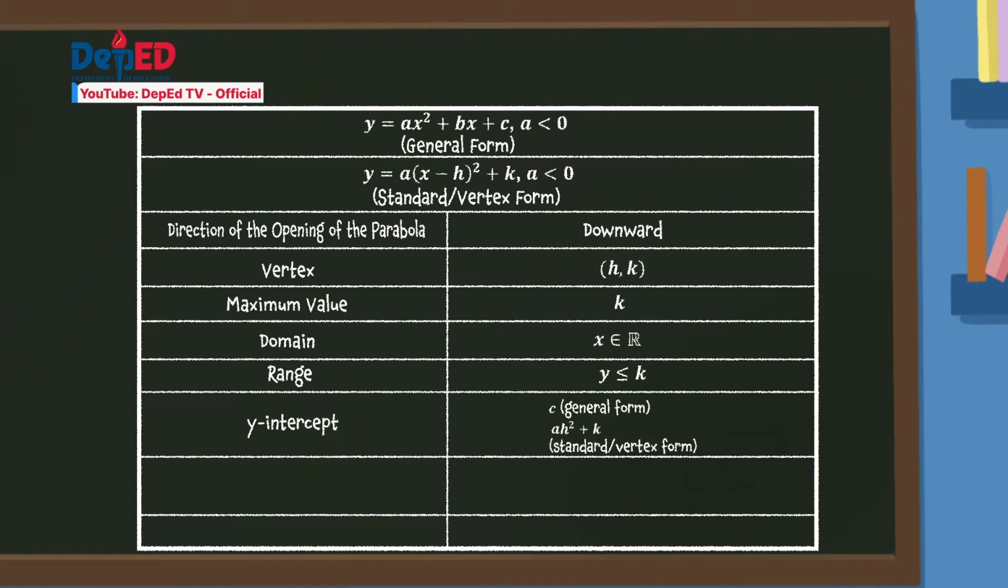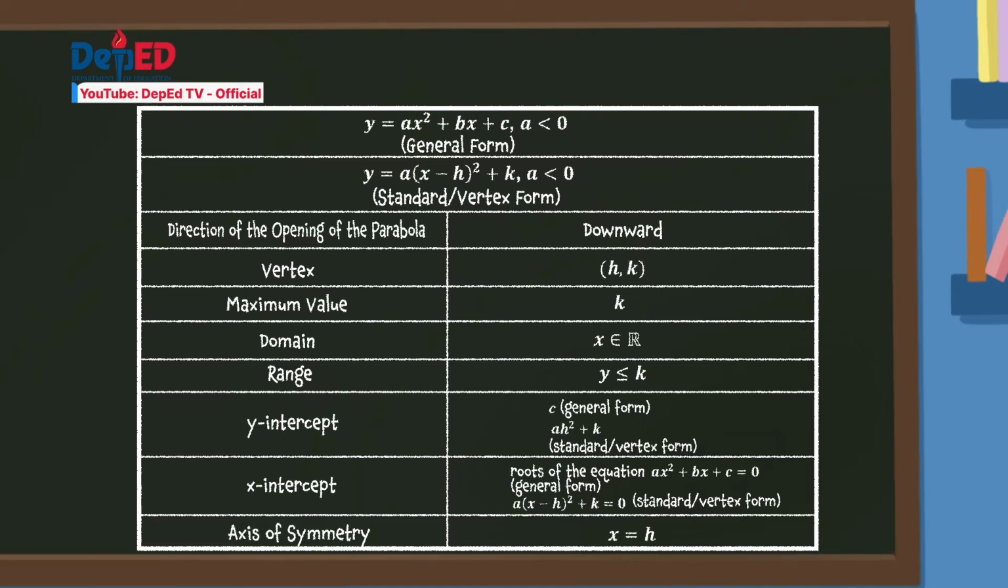Sixth, the y-intercept is equal to the value of the coefficient c in the general form. It is equal to the value of ah squared plus k if we are going to base it on the vertex form. Seventh, the x-intercepts are obtained by solving the equation ax squared plus bx plus c equals 0, derived from the general form, or by solving the equation a times the square of the binomial x minus h, plus k equals 0, that is derived from the vertex form. Lastly, the axis of symmetry is described by the equation x equals h.